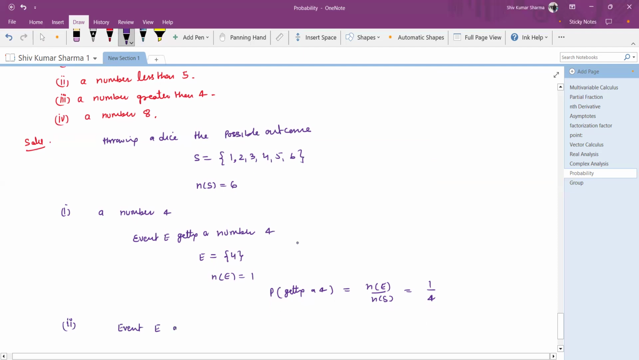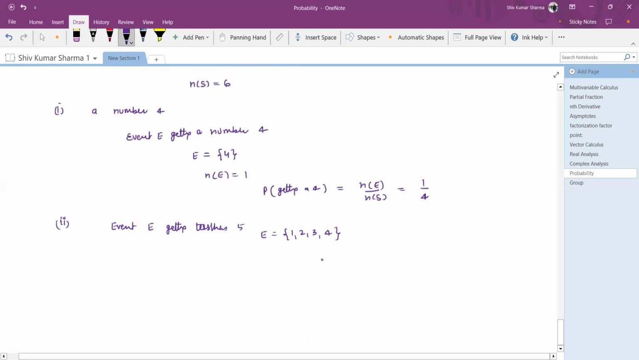Event E, getting less than 5. So less than 5 means 1, 2, 3, or 4. So 1, 2, 3, 4. So the number of elements in E is equal to 4. So NE, the number of elements in E, is equal to 4.